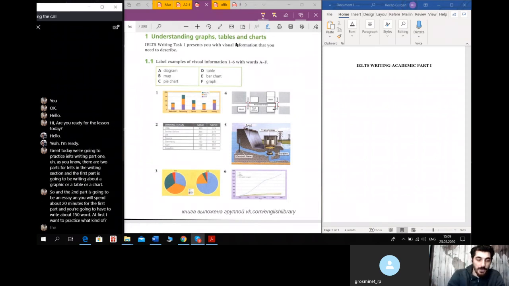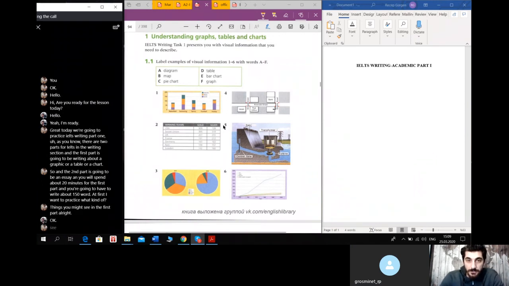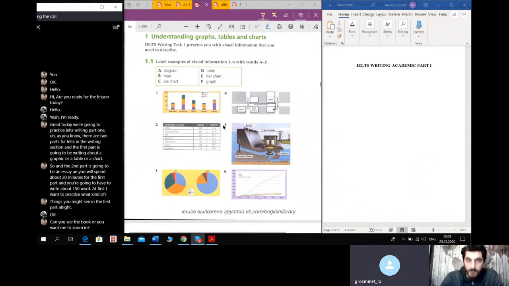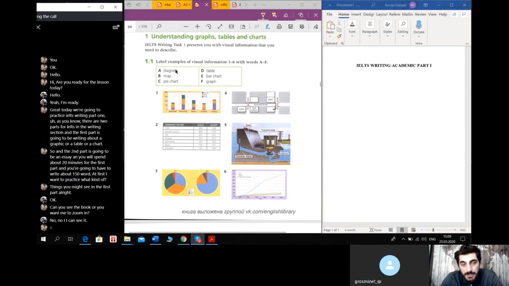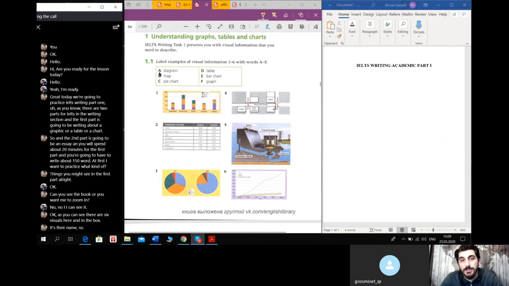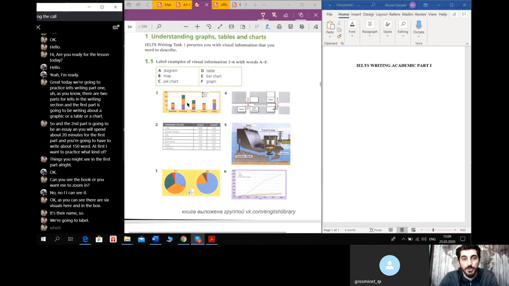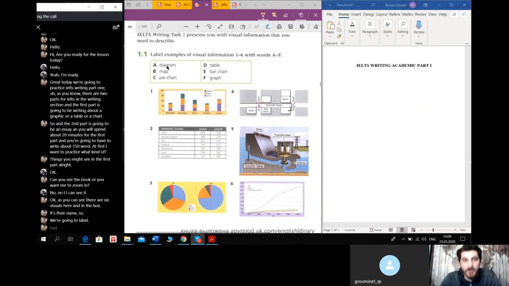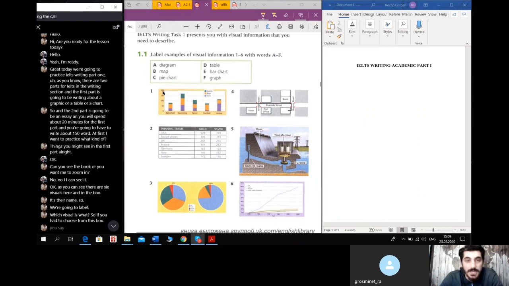All right? Okay. Can you see the book? You want me to zoom in? No, I can see it. Okay. As you can see, there are 6 visuals here. And in the box, it's their names. So we are going to label which visual is what. So if you had to choose from this box, what would you say for the picture 1? Would you say this is a diagram, or would you say this is a map or a pie chart? What do you think this is?